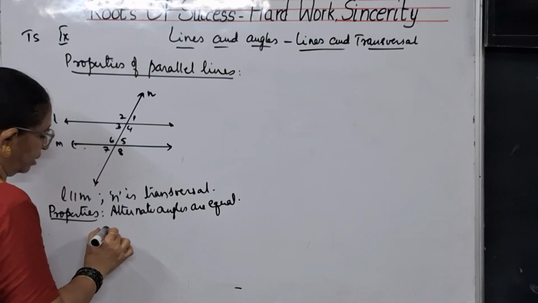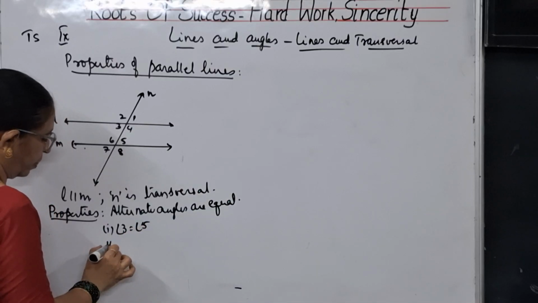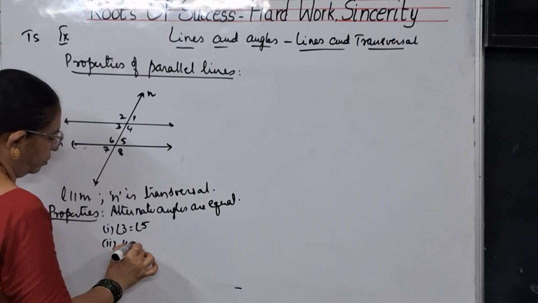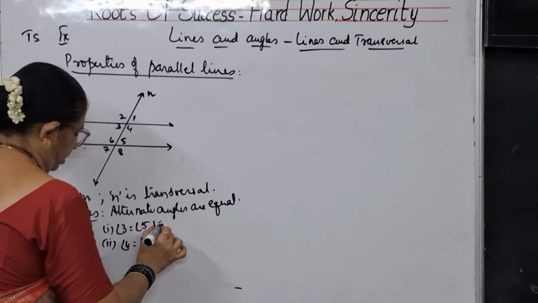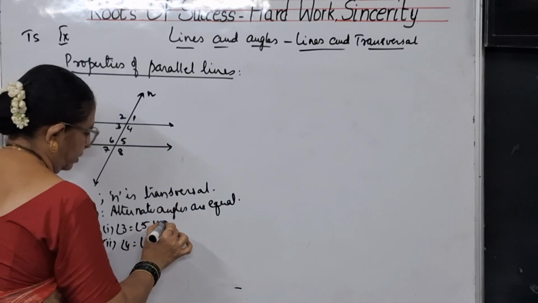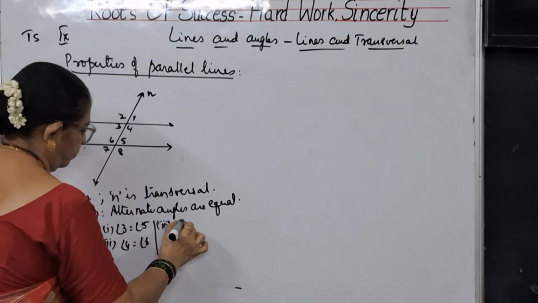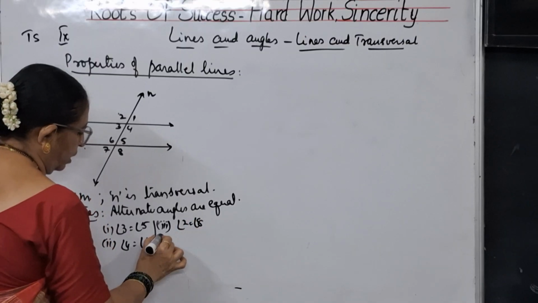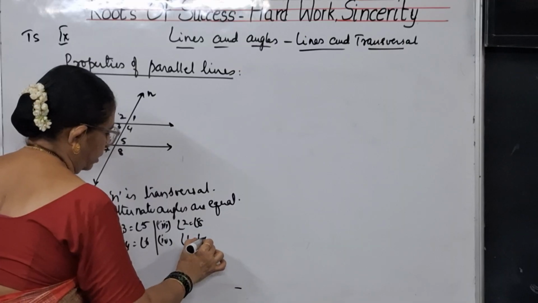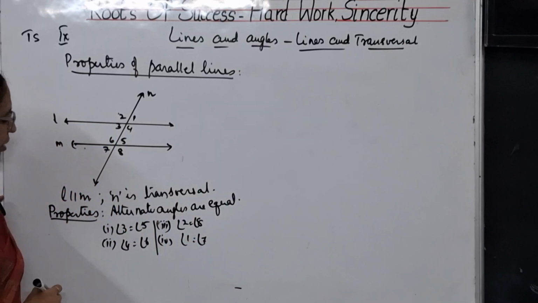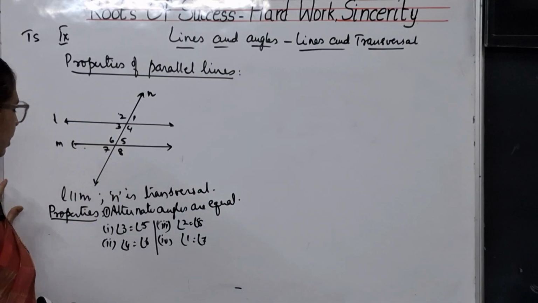So what are alternate angles? When I am talking about interior, angle 3 is equal to angle 5 and angle 4 is equal to angle 6. Exterior angles: angle 2 is equal to angle 8, and the fourth set is angle 1 is equal to angle 7. These all are considered as alternate angles. So this is rule 1: alternate angles are equal.